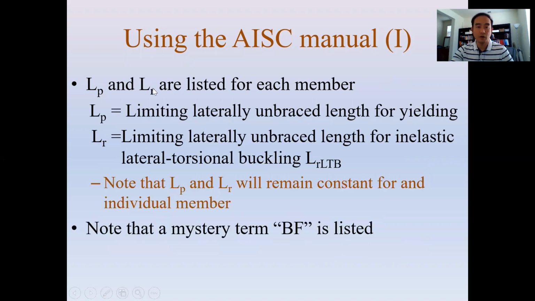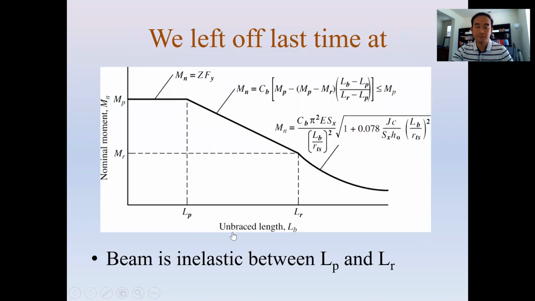L sub P, L sub R, we already talked about this. L sub P is a limiting laterally unbraced length for yielding. L sub R is a limiting laterally unbraced length for inelastic lateral-torsional buckling. And I mentioned the mysterious term BF. Okay, so again, L sub P and L sub R are the two guidelines. This is fully plastic, inelastic lateral-torsional buckling, and elastic lateral-torsional buckling.